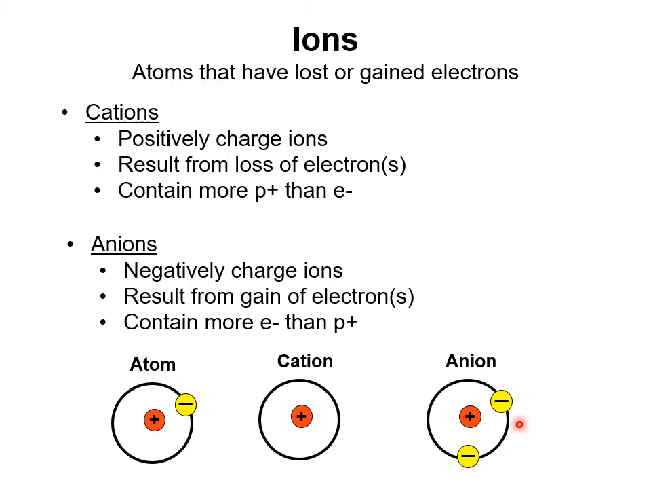A good way to remember this is that a cation has a T in it. You can think of the T as a plus sign. So cations are positively charged, right? So this kind of looks like a T, the plus charge, for cations.